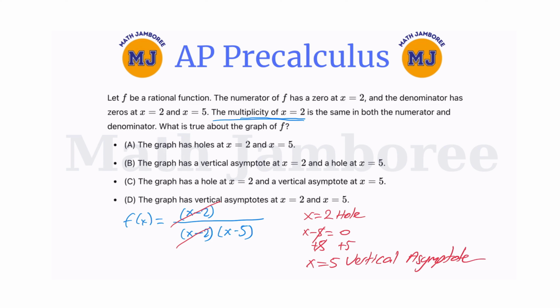So in this case, the graph has holes at x equals 2 and 5? No, it has only one hole. The graph has a vertical asymptote at x equals 2 and a hole at 5? It's vice versa, actually. The graph has a hole at x equals 2 and a vertical asymptote at x equals 5 fits with our analysis. The graph has vertical asymptotes at x equals 2 and 5 is not correct. So the correct answer is C for this specific question.